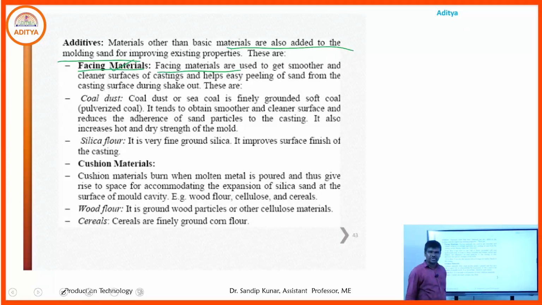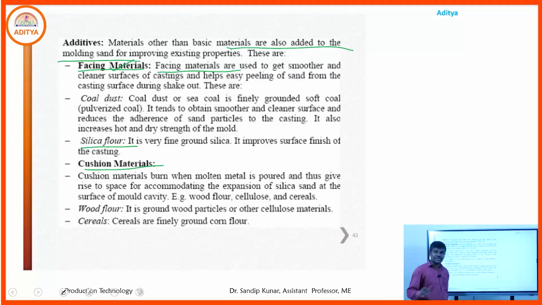What are examples of facing materials? Silica flour or coal dust are used as facing materials, and they provide a good and smooth surface finish to the casting. Another is cushion materials.